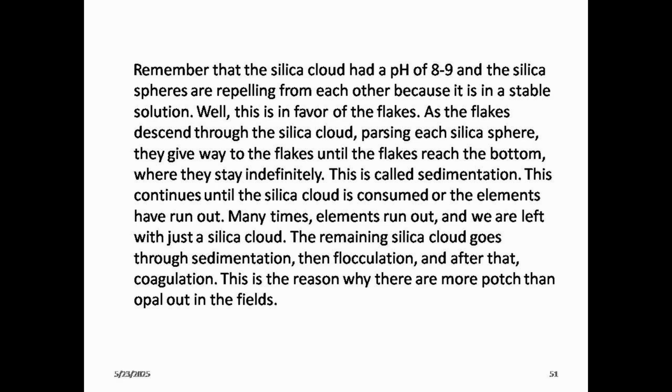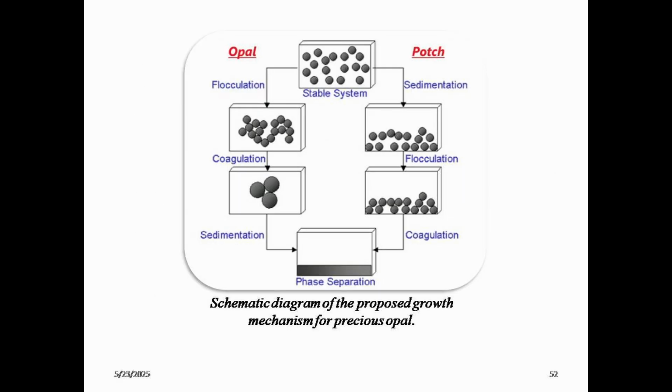Many times, elements run out, and we are left with just a silica cloud. The remaining silica cloud goes through sedimentation, then flocculation, and after that, coagulation. This is the reason why there is more potch than opal out in the fields. Schematic diagram of the proposed growth mechanism for precious opal.